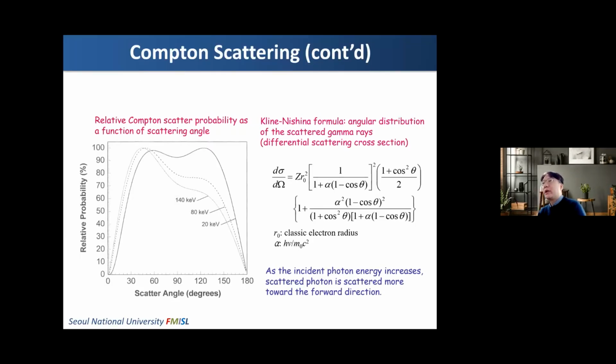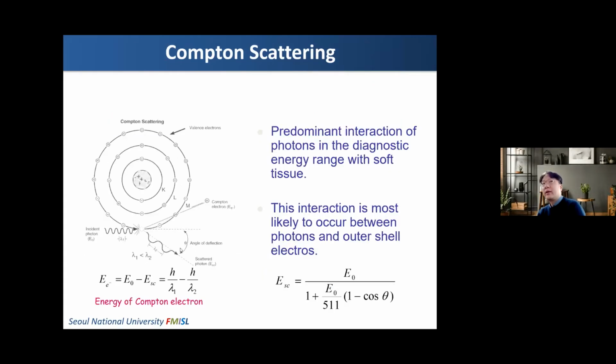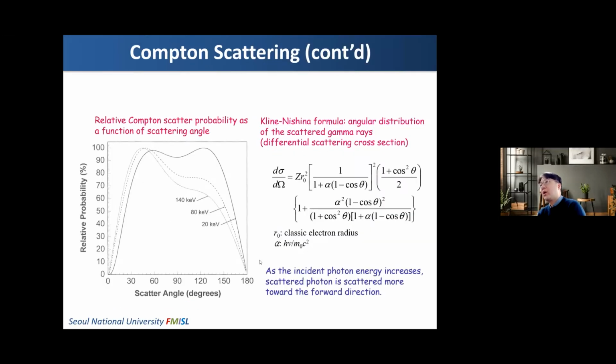But actually, this Compton scatter angle does not distribute uniformly. I mean, the probability of, for example, 10 degree scattering and 20 degree scattering is different. It is not uniform. This slide shows the probability of the scattering angles. The x-axis is scattering angle, and the y-axis is relative probability. This figure shows that it is more likely that the scattering angle ranges between 30 and 120 degrees or so.